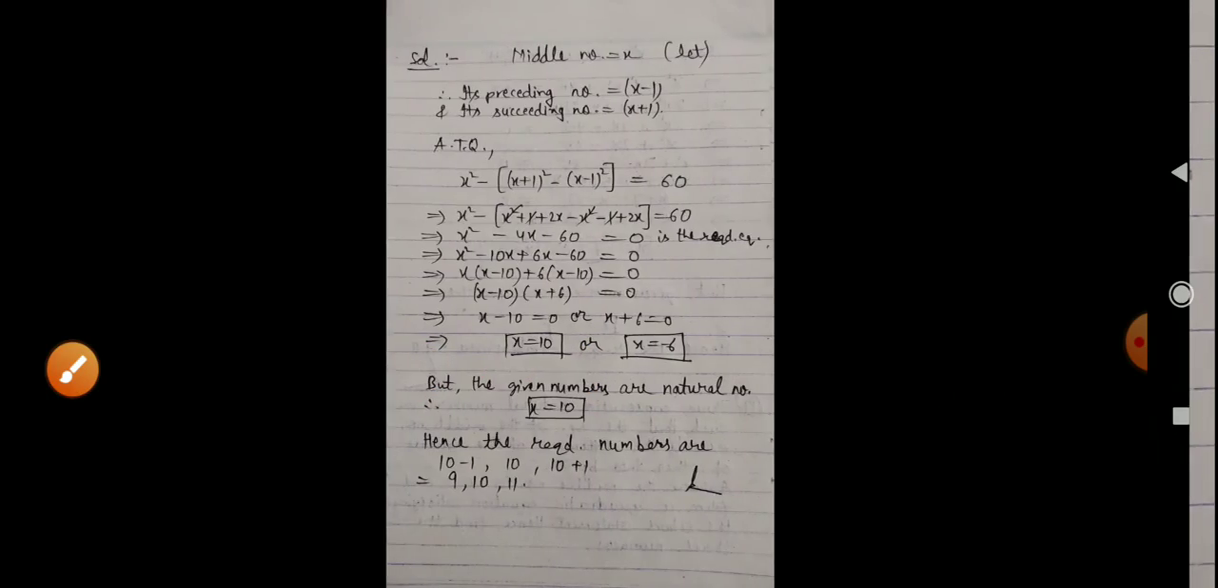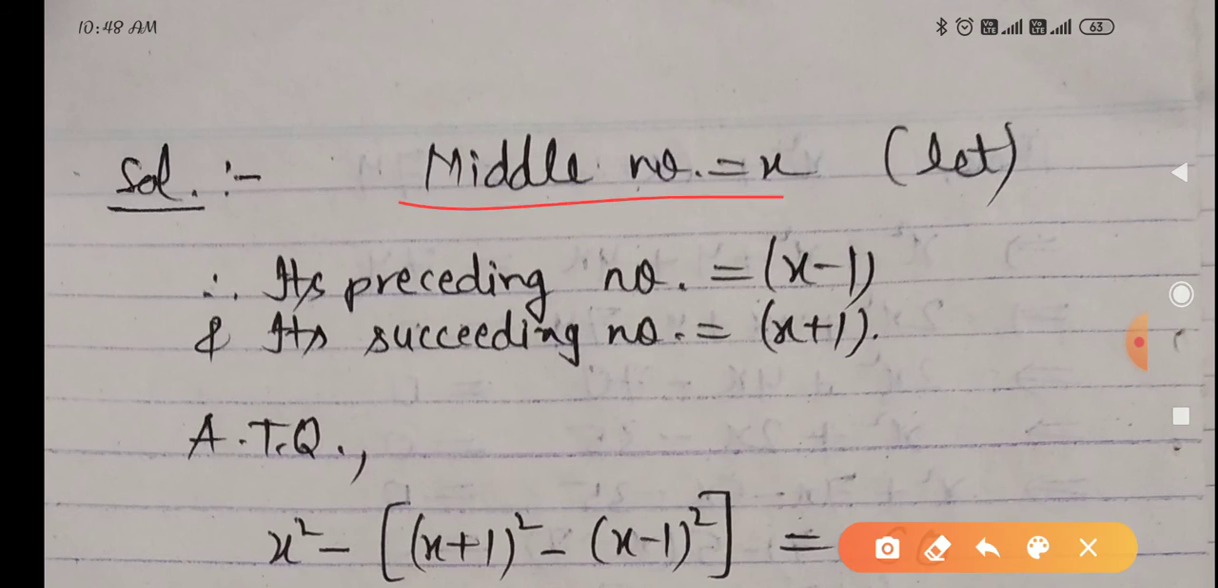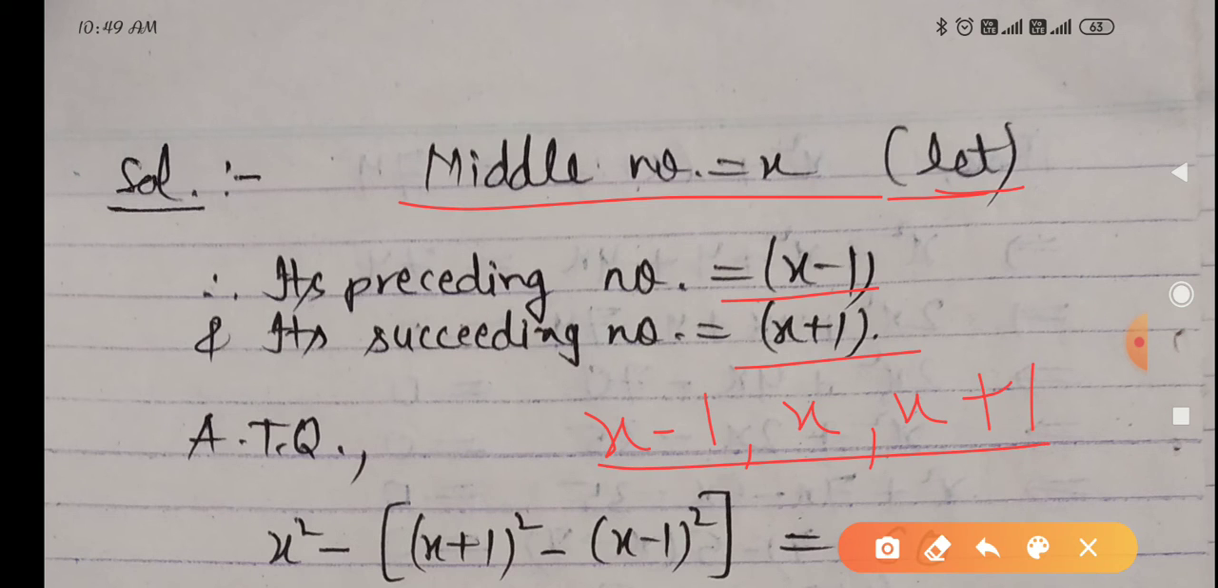So you can see here solution, middle number equals x, they are saying assume, so I have written here let middle number equals x. So its preceding number means 1 less, so x minus 1, its succeeding number 1 more, x plus 1. So three numbers are x minus 1, x and x plus 1. These are the three consecutive numbers, middle number x, preceding number x minus 1, succeeding number x plus 1.